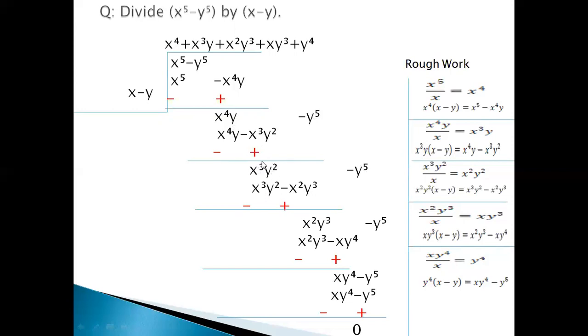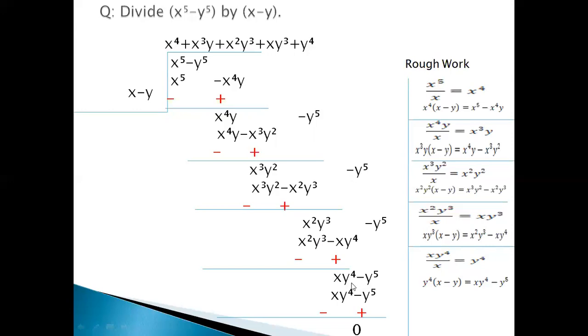Now again take the first term in this step and divide by x. We get x square y square. Multiply it by your divisor, we get x cube y square minus x square y cube. Again substitute here in your division sum, and after subtraction this will cancel out and we get x into y power 4 minus y power 5.